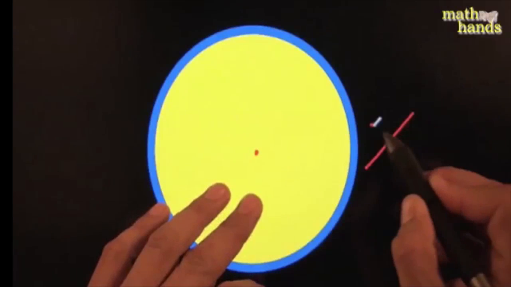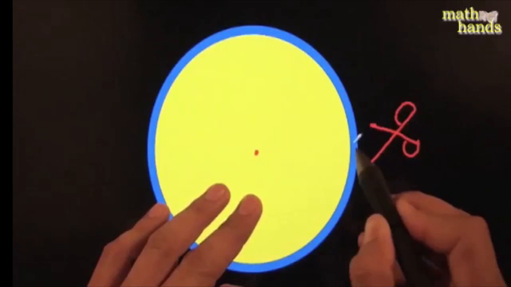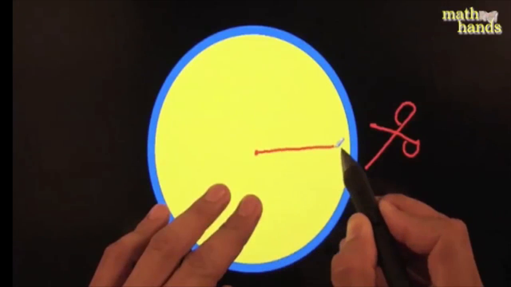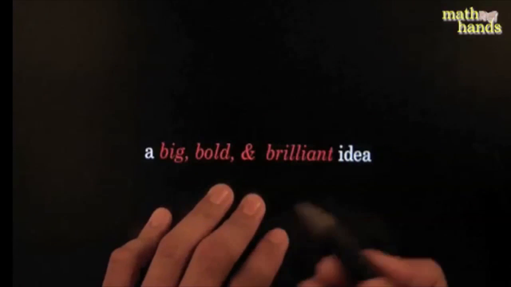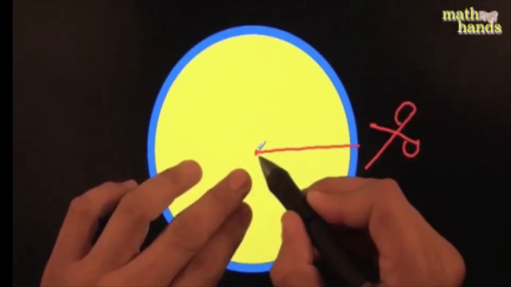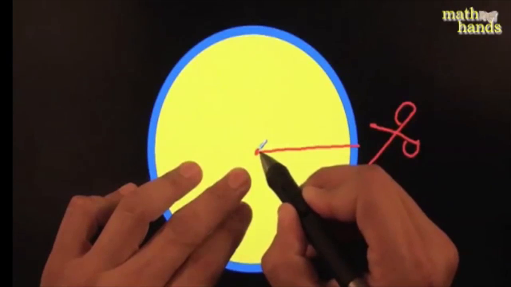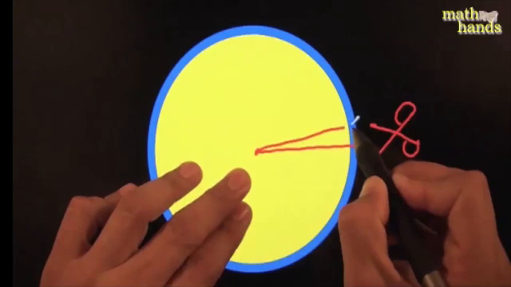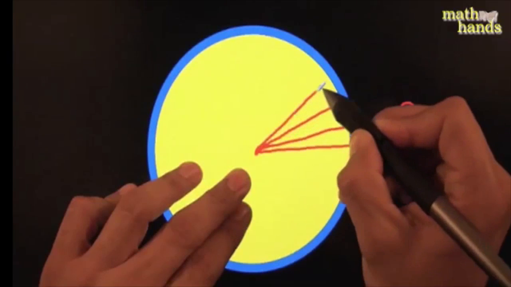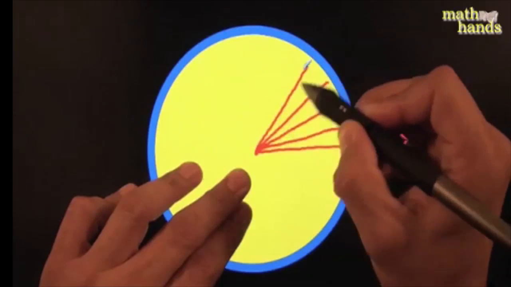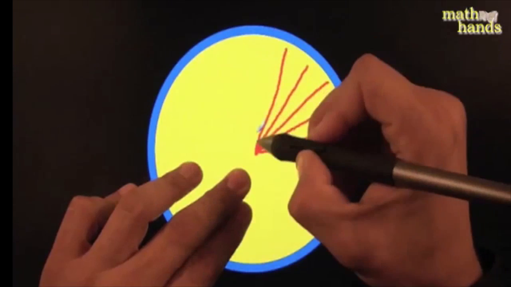You take some scissors here. Boom, boom, boom. Scissors. And you cut it. Cut. You say, well, okay, that's not big, bold, or brilliant. But wait, there's more. Once you've cut it from the outside to the center, you cut it again from the center towards the outside, but not all the way. And you do that a few times. How many times? A few. A few more than what you're thinking.